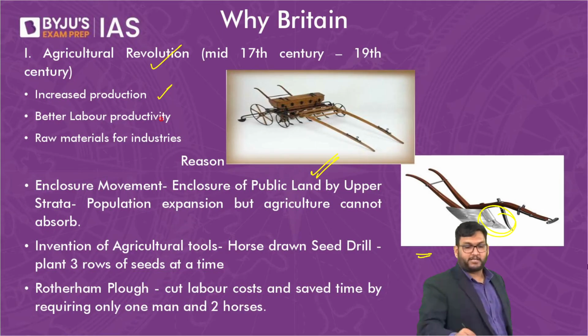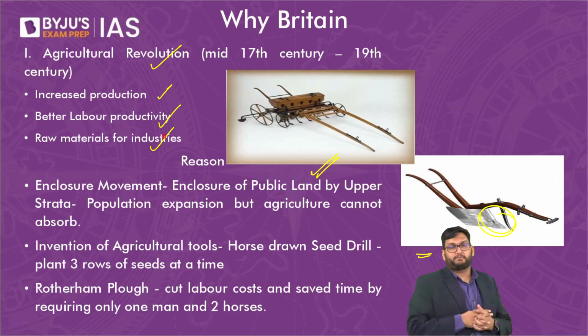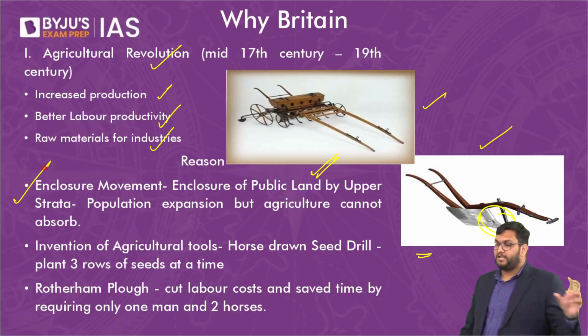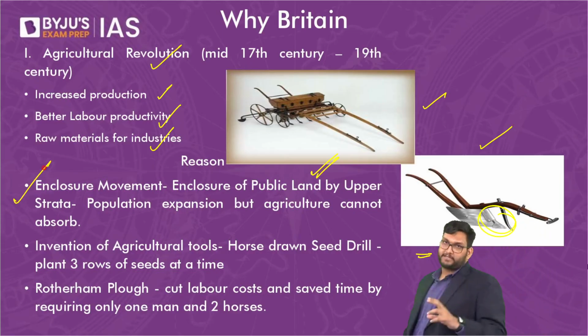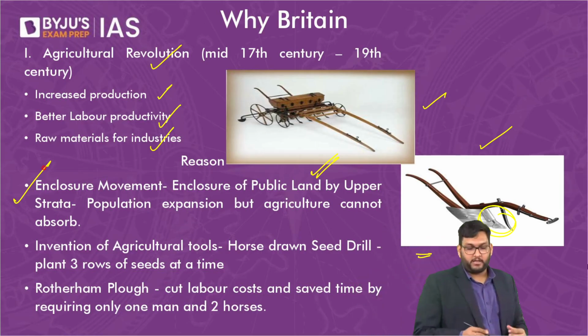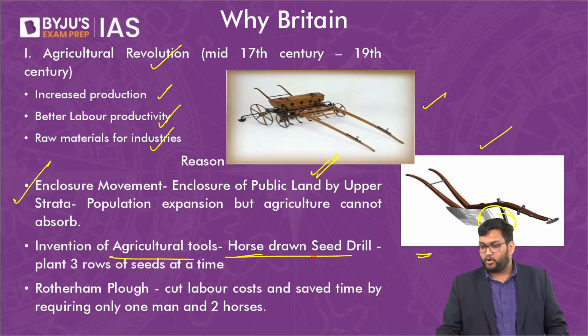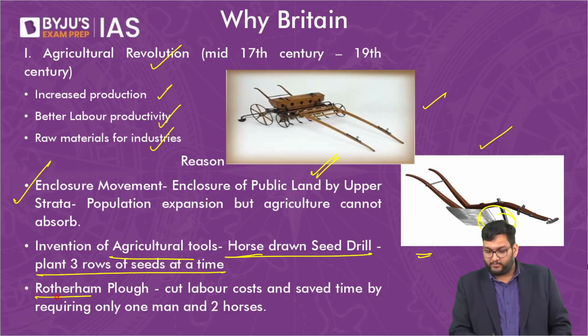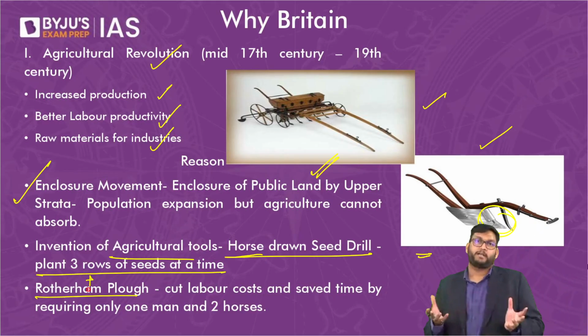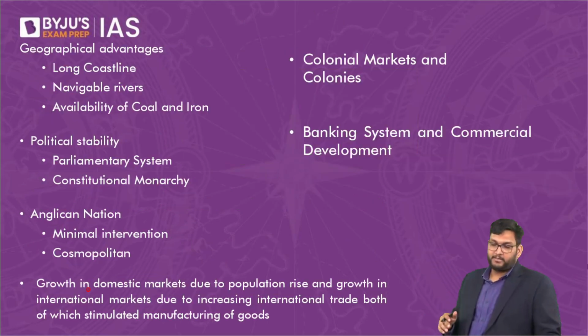or increase production, better labor productivity, and raw material for industries will be produced because of the seed drill and Rotherham plow. And the reason was the enclosure movement, wherein public land will be enclosed by upper strata, population expansion, but agriculture cannot absorb it. The inventions such as the horse-drawn seed drill, which will add to the Rotherham plow, will make agriculture better, which we already understand will reduce labor demand.